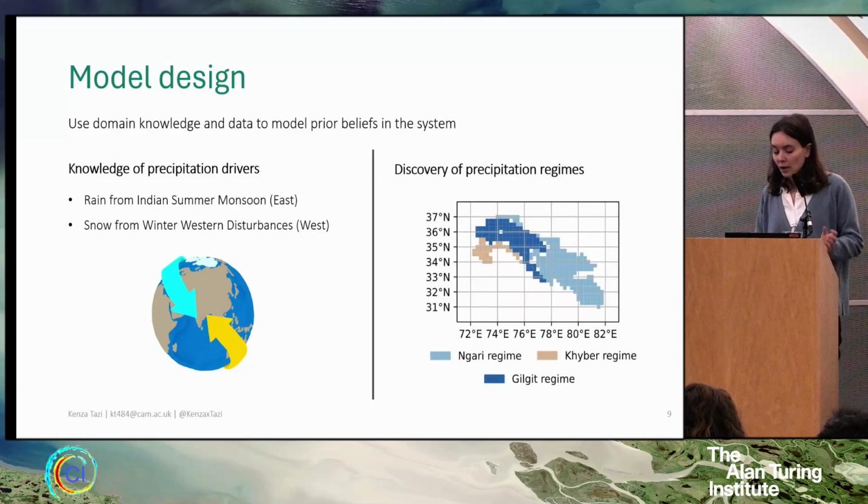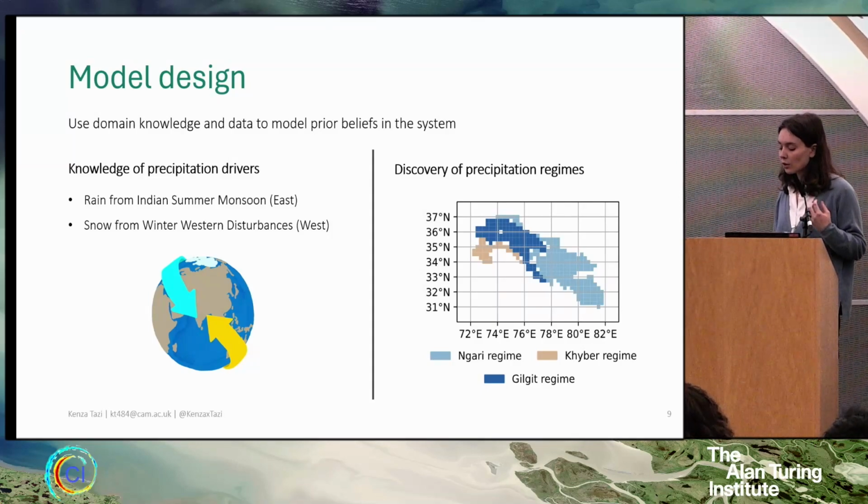Through data analysis, we also identify 3 new precipitation regimes through soft K-means clustering. These subregions are characterized by different amounts of variance and stochasticity in their precipitation time series, and we'll also use this non-stationarity to design our model.